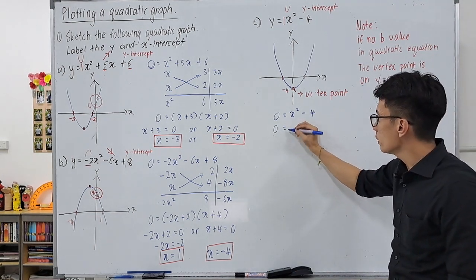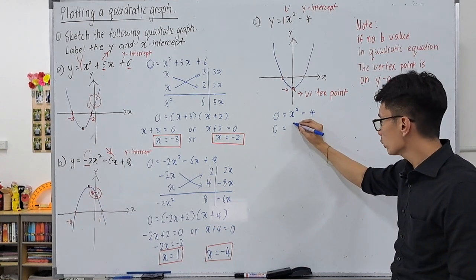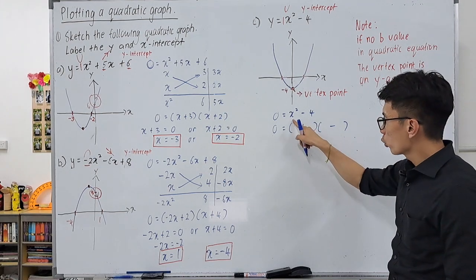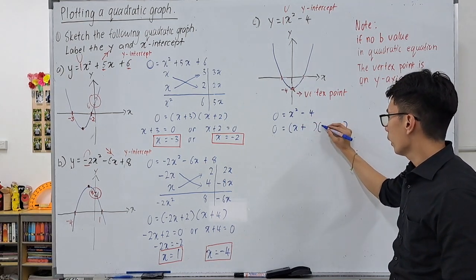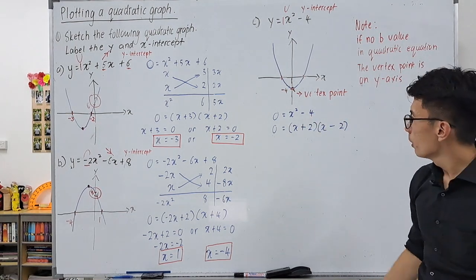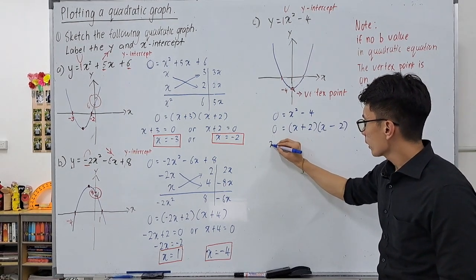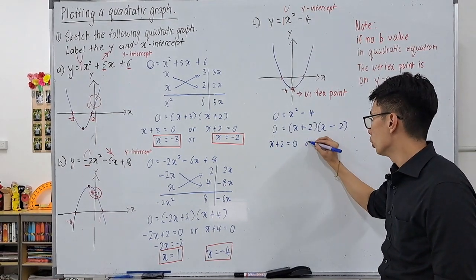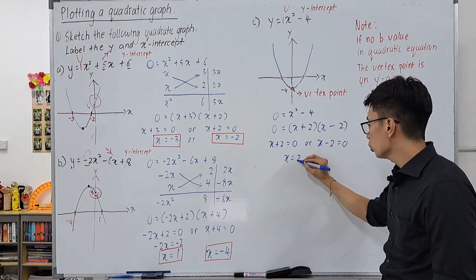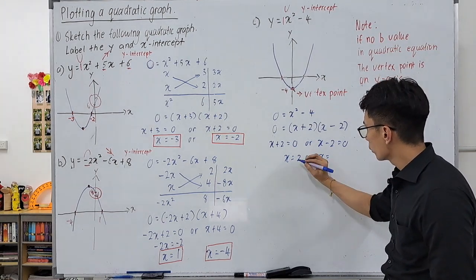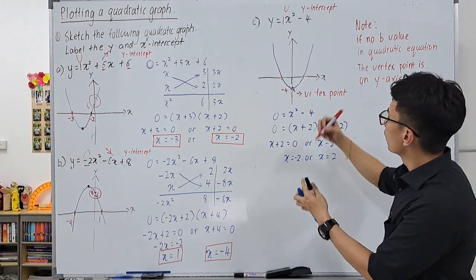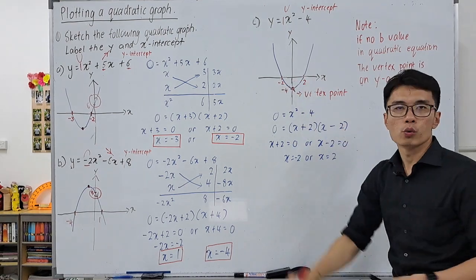So 0 equals, this is the difference of squares, very simple. Two brackets, one plus, one minus. The square root of x squared gives you x and x. The square root of 4 gives you 2 and 2. So x plus 2 equals 0, or x minus 2 equals 0. So x is negative 2, or x is positive 2, which makes sense. So this is positive 2, and this is negative 2 over here.